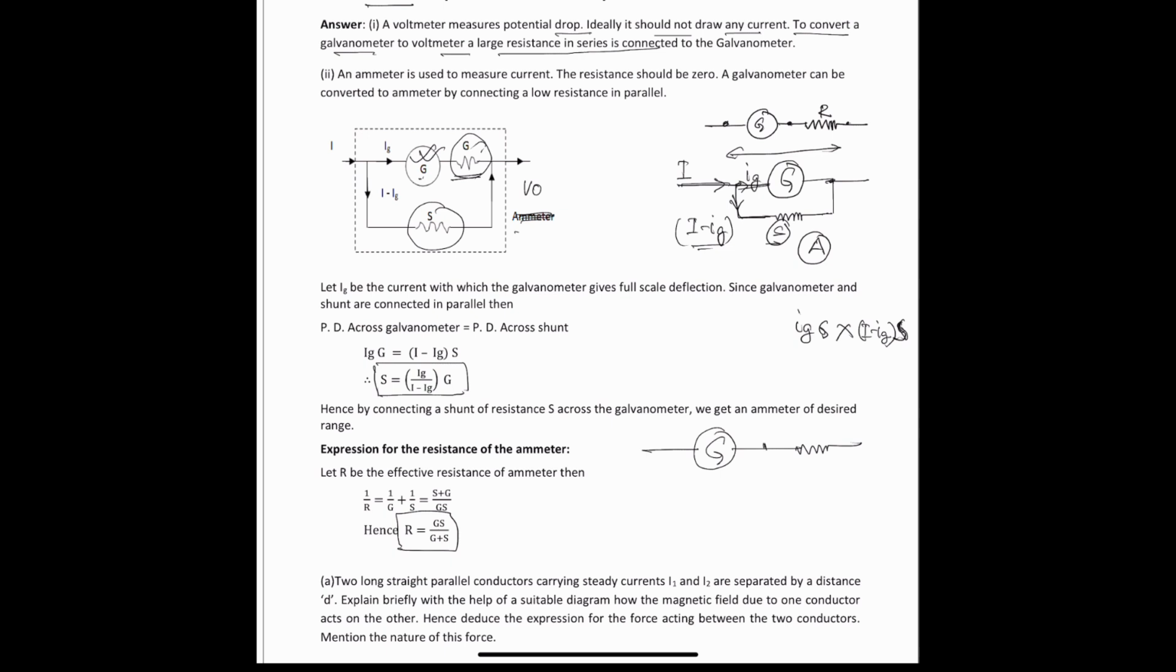In case of voltmeter conversion, the potential drop across the galvanometer is equal to main current into G, correct? Plus potential drop across the high resistance is equal to main current into resistance. So if V is the potential applied across this, then some of the potential drop will happen across the galvanometer, which is main current into galvanometer resistance. The other will happen through this, main current into the high resistance, correct? So this is how we can convert it into a voltmeter.